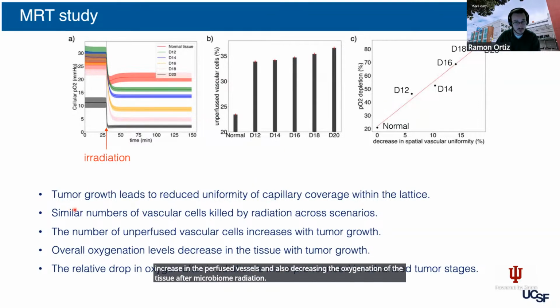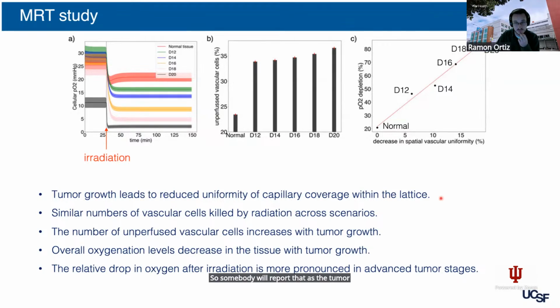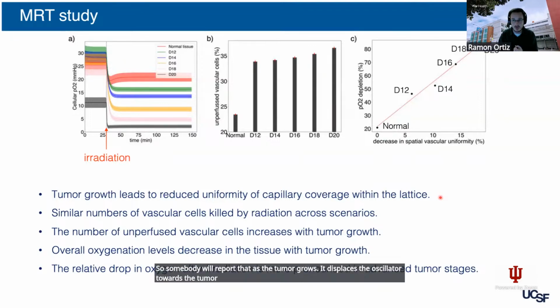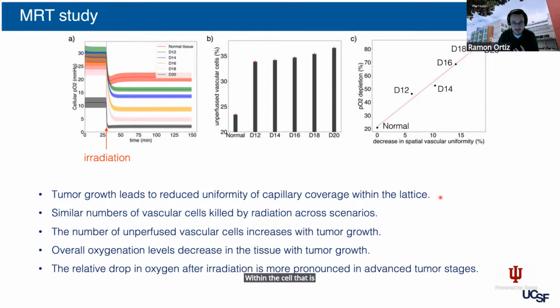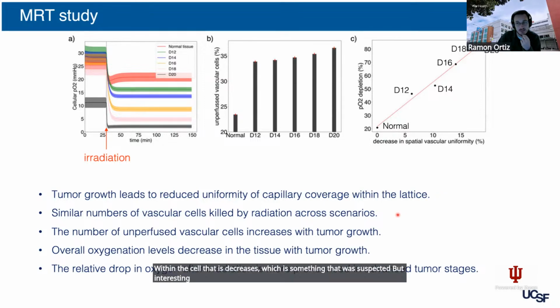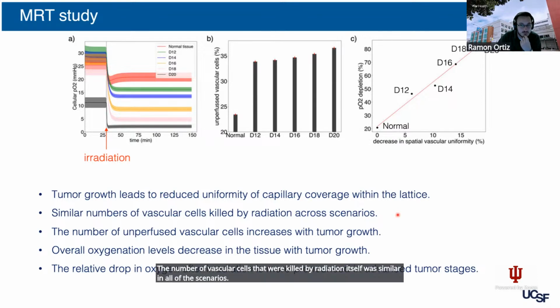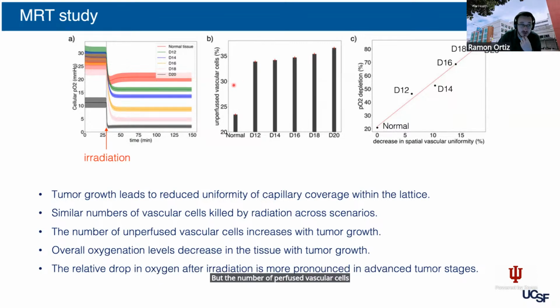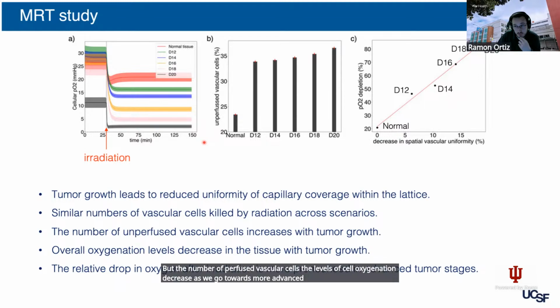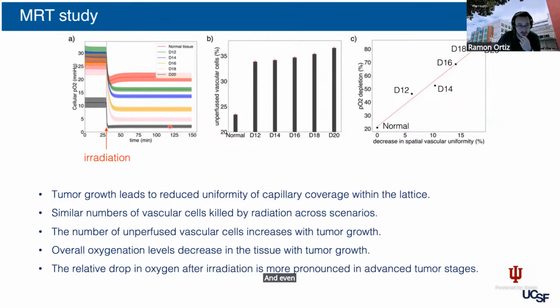So, in summary, we report that as the tumor grows, it displaces the vasculature towards the tumor contour, and the uniformity of the capillary coverage within the cell lattice decreases, which is something that was expected. But interestingly, the number of vascular cells that were killed by radiation itself was similar in all of the scenarios, but the number of unperfused vascular cells and the levels of cell oxygenation decrease as we go towards more advanced stages of the tumor proliferation. And even the relative change between the post and pre-radiation oxygen levels was dependent on the stage of tumor proliferation, as we can see here.